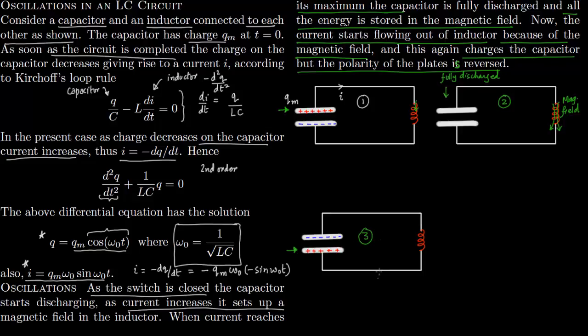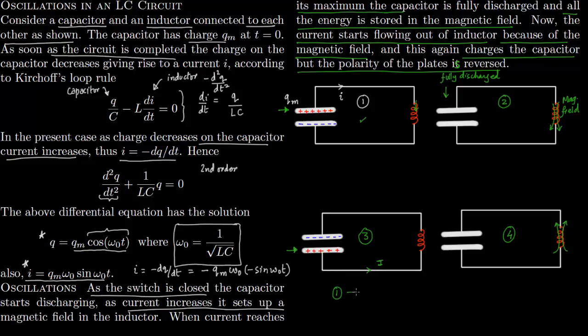So now again the current will start flowing in this direction. This will again induce a magnetic field. This magnetic field will again induce the current, which will charge the capacitor like this, and the cycle will continue. So the cycle is from figure 1 you go to figure 2, from figure 2 to figure 3, from figure 3 to figure 4, from figure 4 again to figure 1, then again figure 2, and so on.